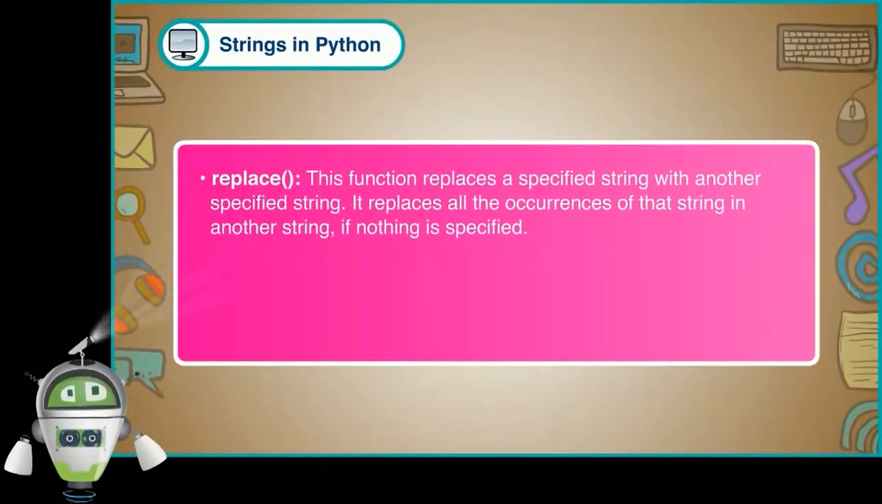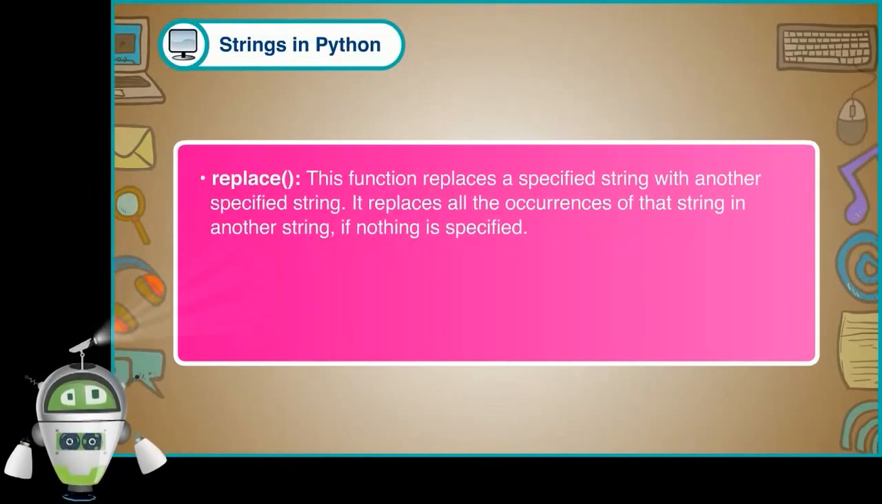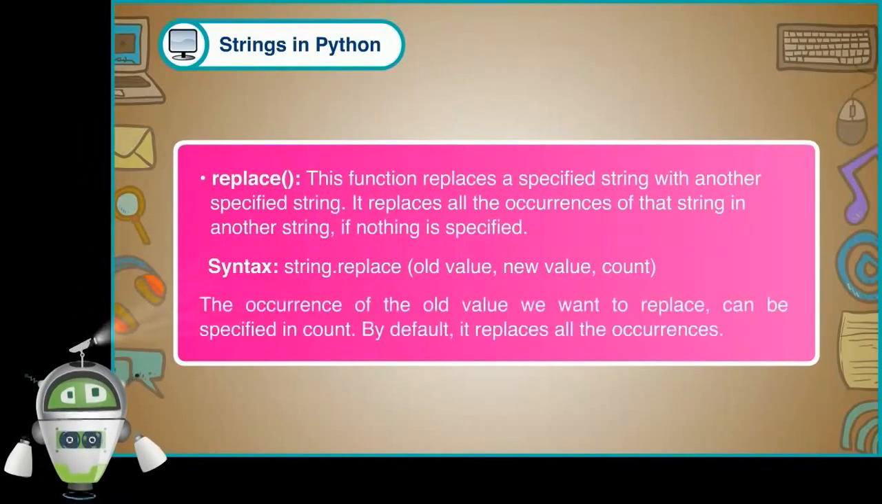Replace. This function replaces a specified string with another specified string. It replaces all the occurrences of that string in another string if nothing is specified. Syntax: string.replace(old value, new value, count). The occurrence of the old value we want to replace can be specified in count. By default, it replaces all the occurrences.